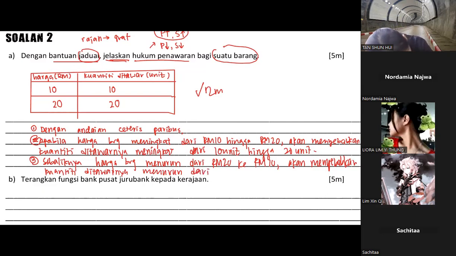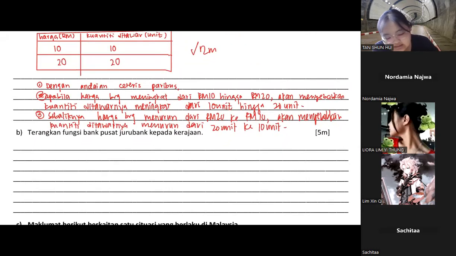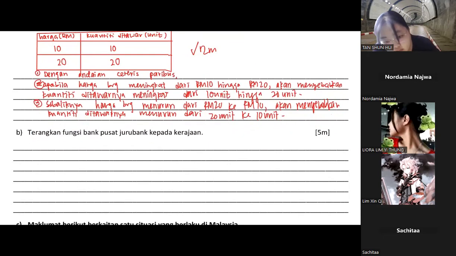Same, from 20 units to 10 units. Right? And your one last sentence is to tell me their relationship is positive. What is andaian ceteris paribus? Andaian means assumption. Ceteris paribus means other factors remain constant. We assume other factors remain constant. Andaian ceteris paribus.